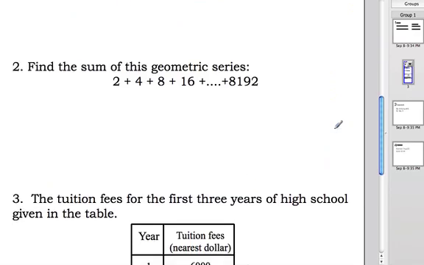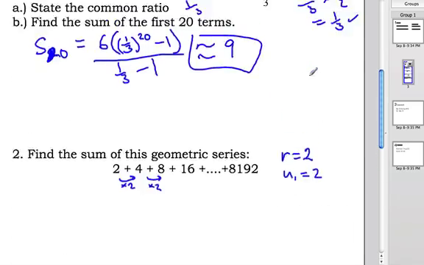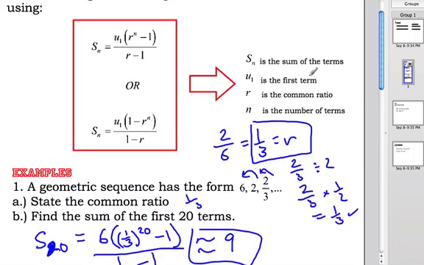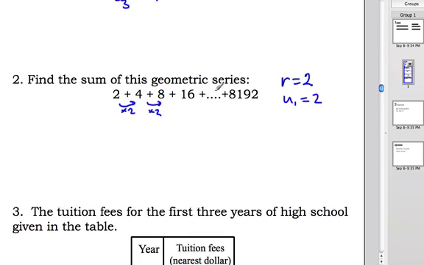Okay, next example, we've got this geometric series. And if you look at the terms, they're being multiplied by 2 each time. So we have r equals 2. What else do we need? U sub 1 equals 2. And for our formula, we also need n. So we have to figure out n in this case. What's n going to be? How many terms are there?